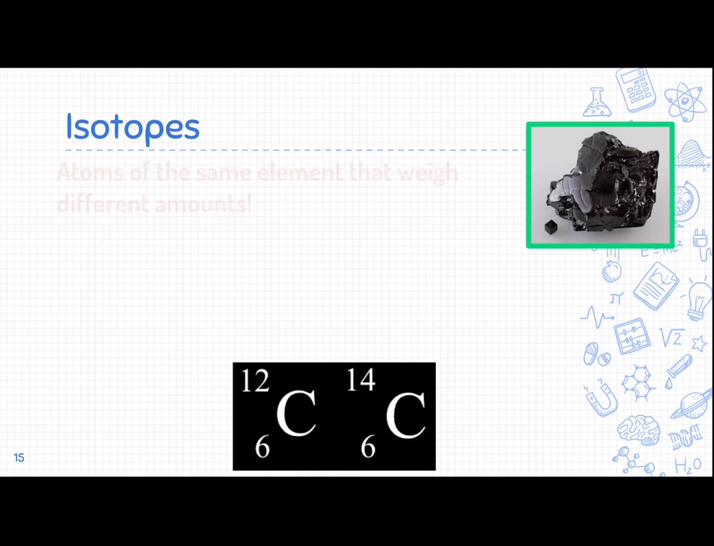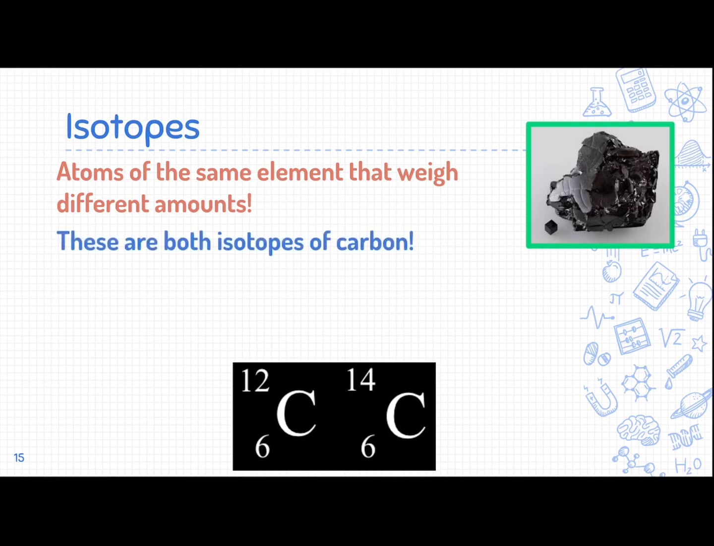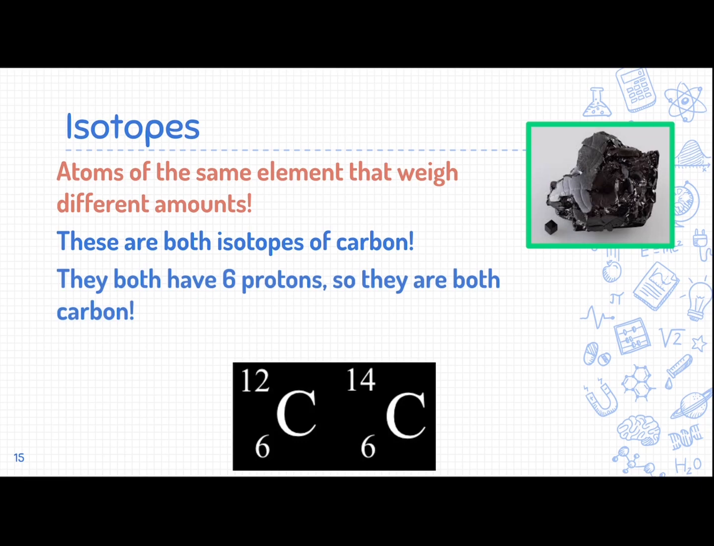Okay, what is an isotope? Atoms of the same element that weigh different amounts. So here's this picture of carbon again at the bottom. It's the same element, but they weigh different amounts. We have 12 and we have 14. These are both isotopes of carbon.